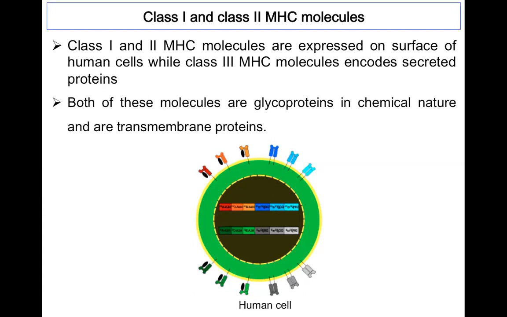So if you look here, class 1 and class 2 MHC molecules are expressed on the surface of human cells, while class 3 MHC molecules encode secreted proteins such as cytokines. And both of these molecules, class 1 and class 2, are glycoproteins in chemical nature and are transmembrane proteins. Transmembrane protein means that those are embedded in the plasma membrane.